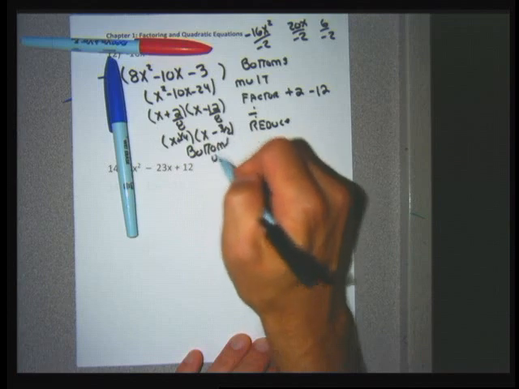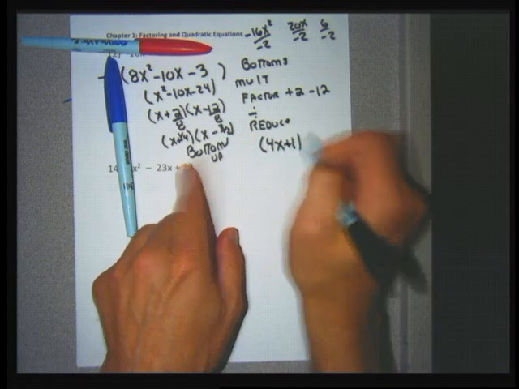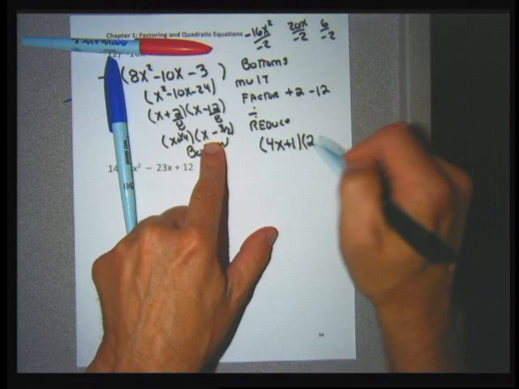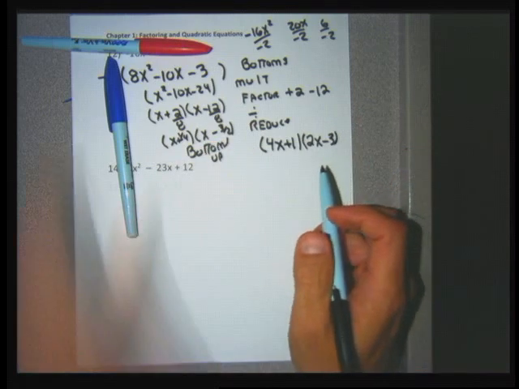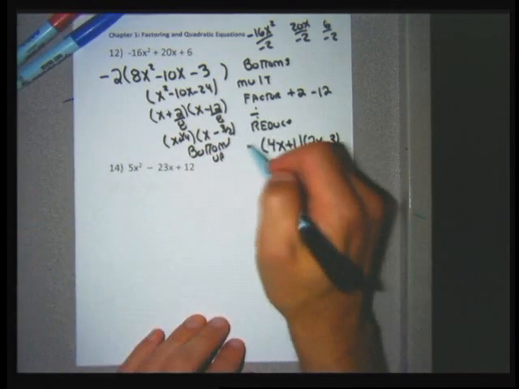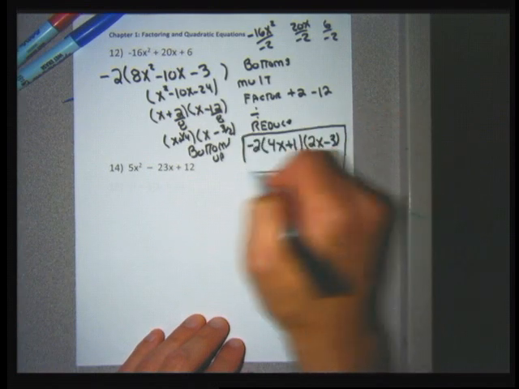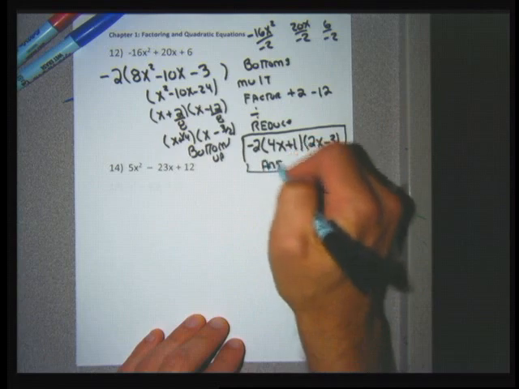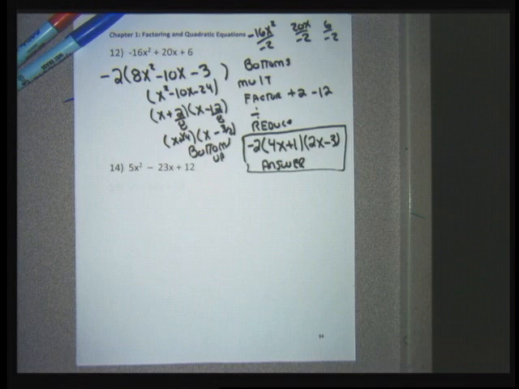It would be wrong if I forgot the common factor. So if I just bottoms up this one and got 4x plus 1, bottoms up that one and got 2x minus 3, and said that was my answer, it wouldn't be right because I've ignored the common factor. I need to get that common factor in my final answer if I don't carry it along the whole way. So the best answer I could come up with for 12 would have the common factor of negative 2, and then what the 8x squared minus 10x minus 3 factors into the 4x plus 1 times 2x minus 3.